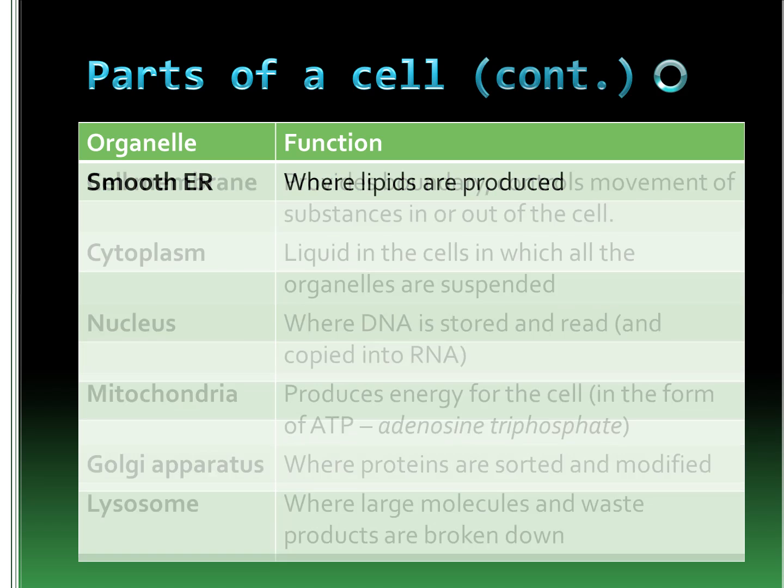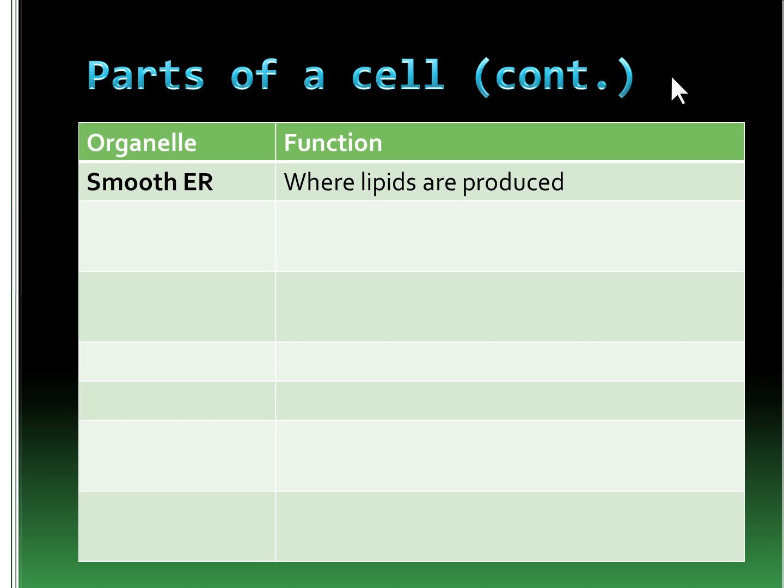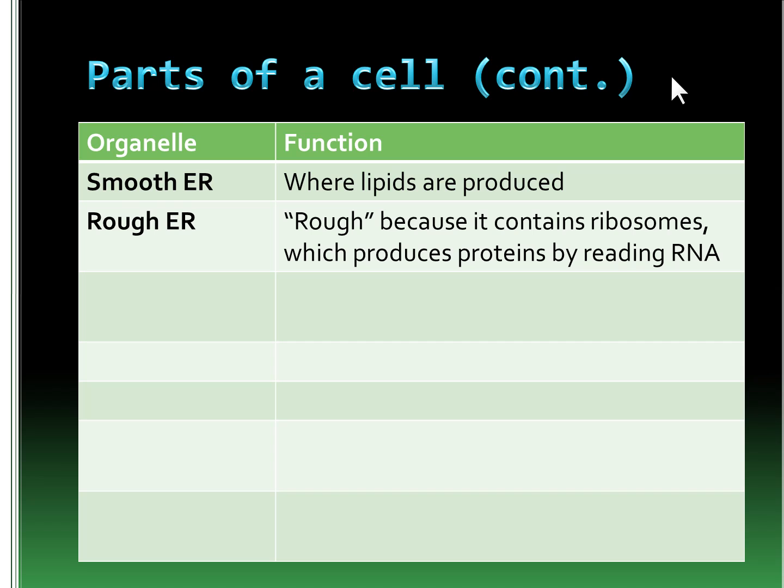And on to the second part of the table, the endoplasmic reticulum. The smooth endoplasmic reticulum is where lipids are produced. So lipids are fats or fatty acids. The rough endoplasmic reticulum is called rough only because when you look at it through a microscope, it looks bumpy. And it's because you've got these little things on it called ribosomes along the endoplasmic reticulum.